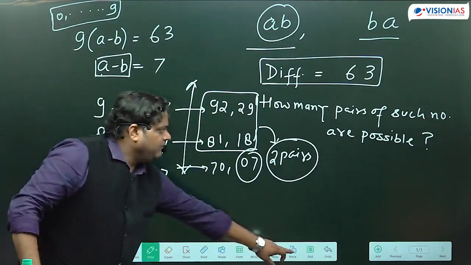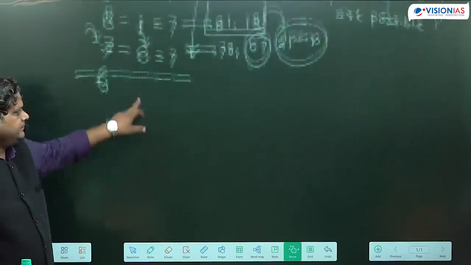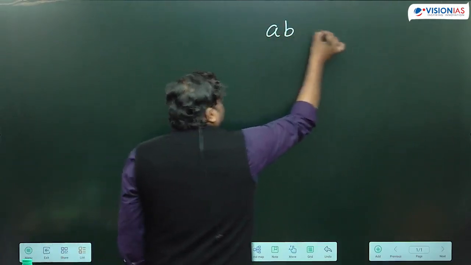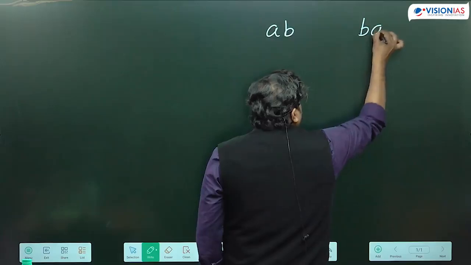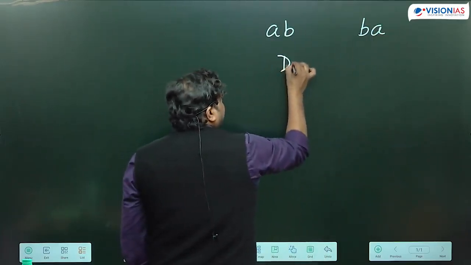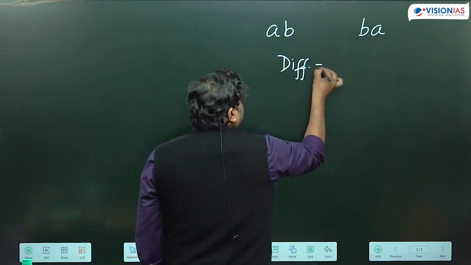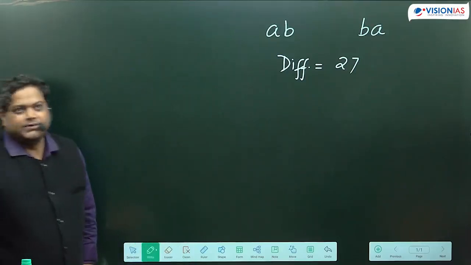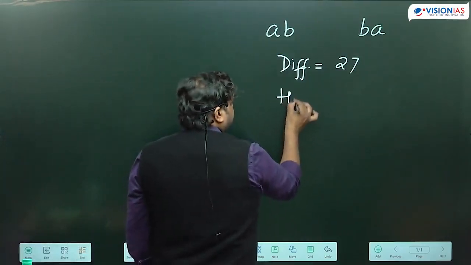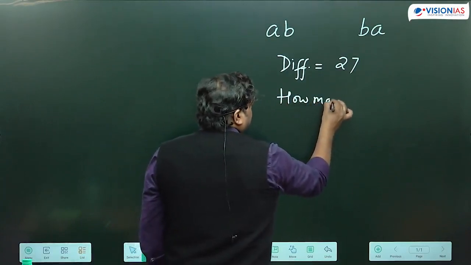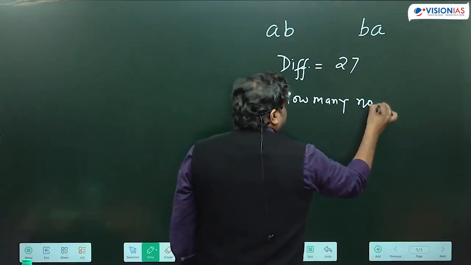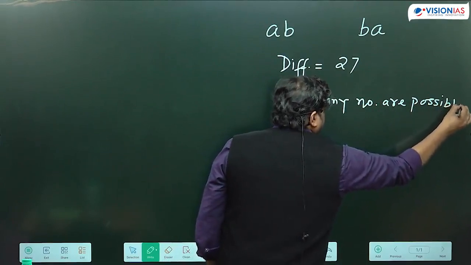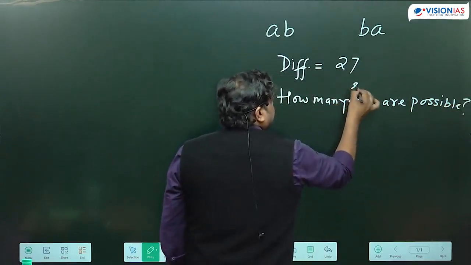If I ask another question the same way: if a 2-digit number AB, we reverse the digits and we get the difference as 27. How many such numbers are possible?